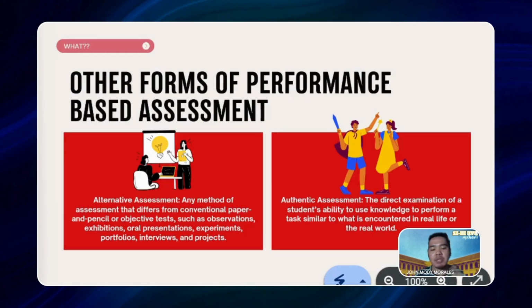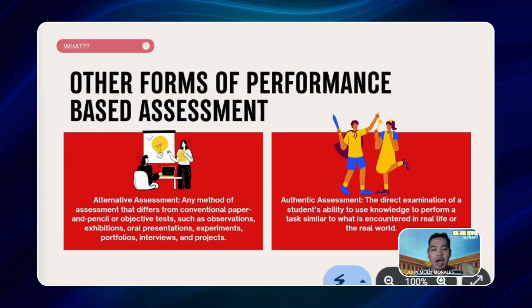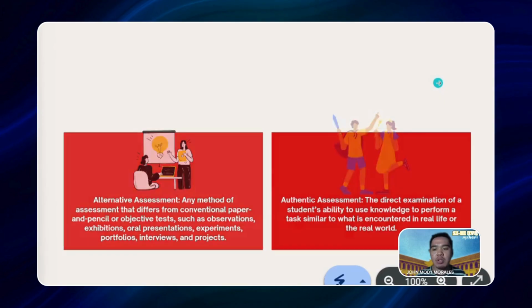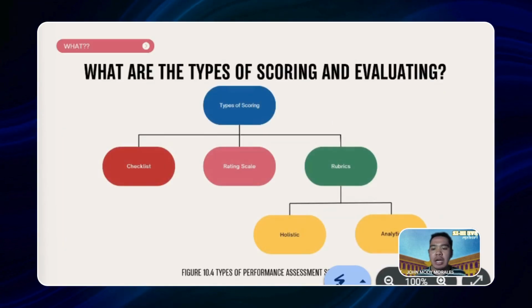The other form is what we call the authentic assessment. So the authentic assessment measures students' ability to apply knowledge in real life tasks. This bridges the classroom learning and real world application, making the lessons more relevant. Now, let us proceed to the different types of scoring and evaluation.